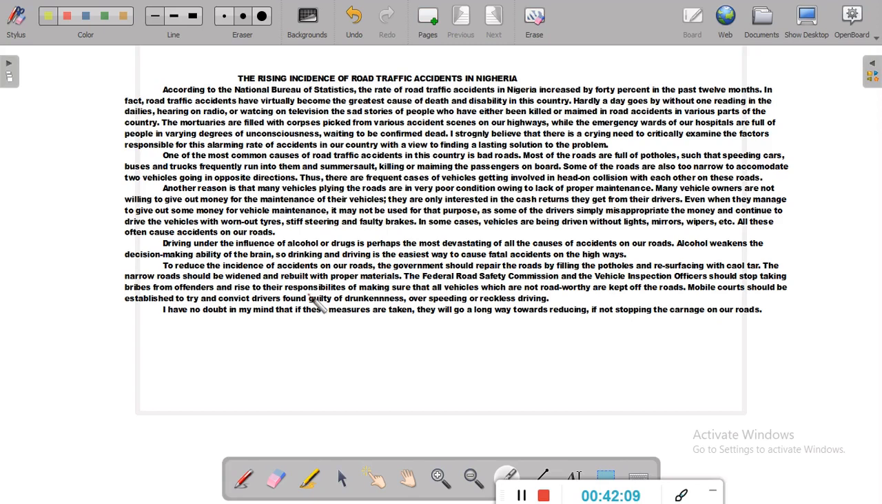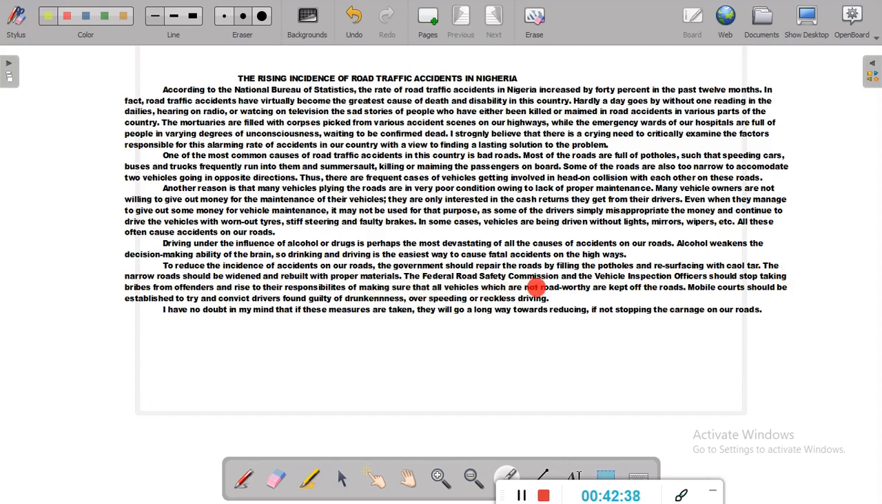Now, we have discussed the factors responsible. Now, we use the next paragraph to talk about the remedy. To reduce the incidence of accidents on our roads, the government should repair the roads by filling the potholes and resurfacing with coal tar. The narrow roads should be widened and rebuilt with proper materials.